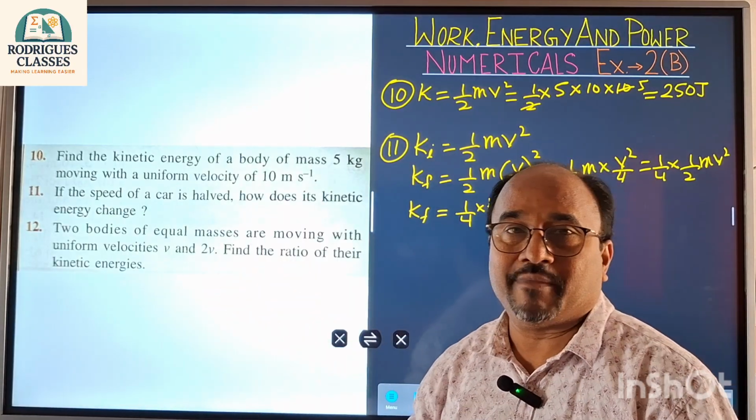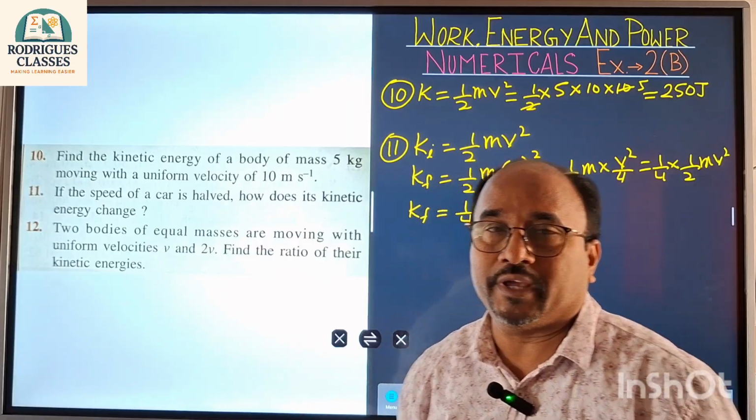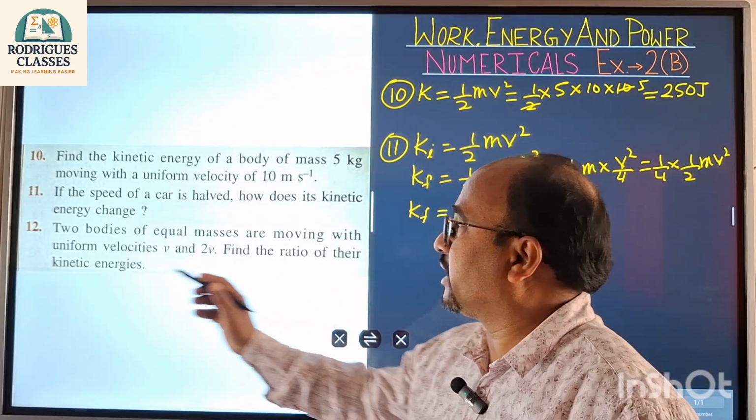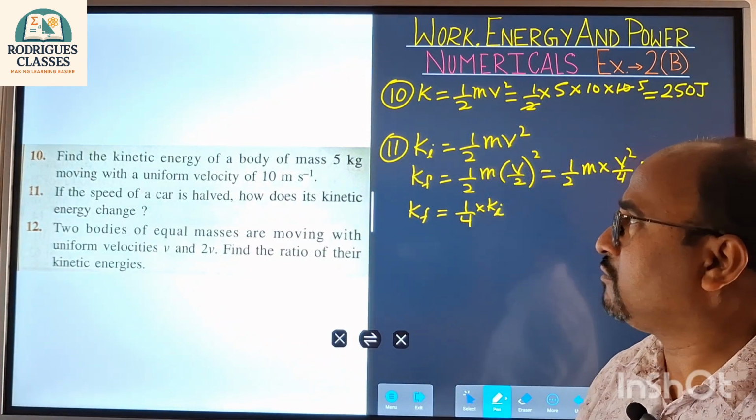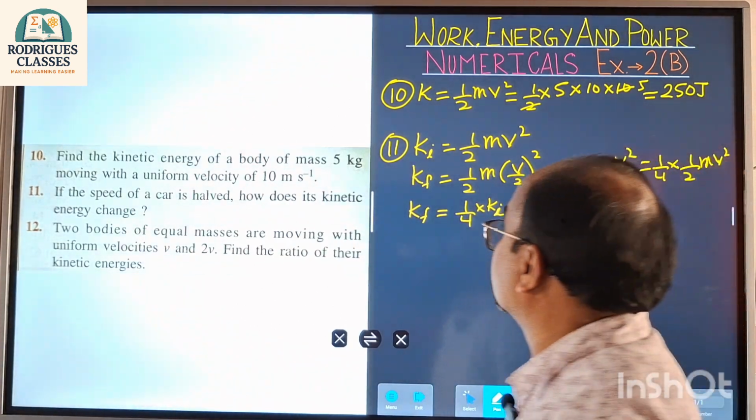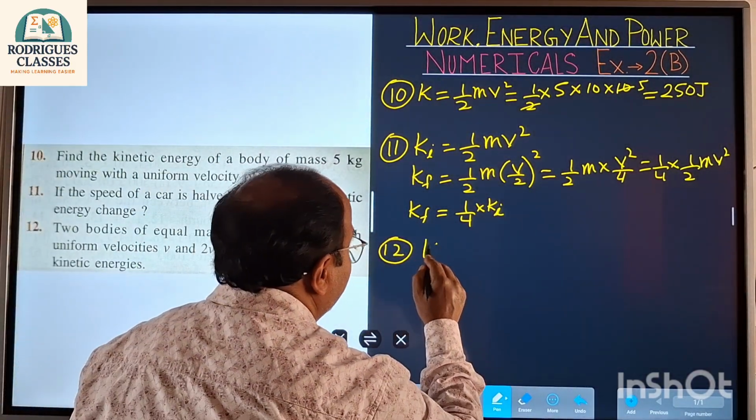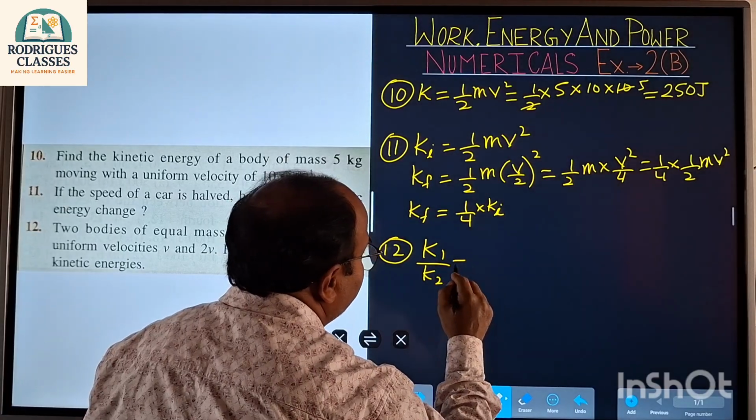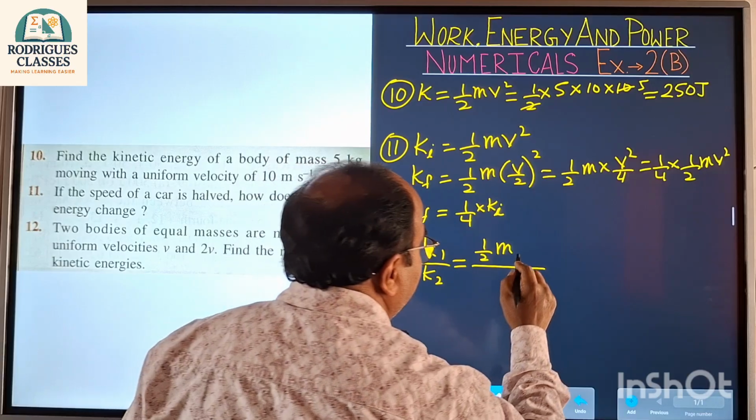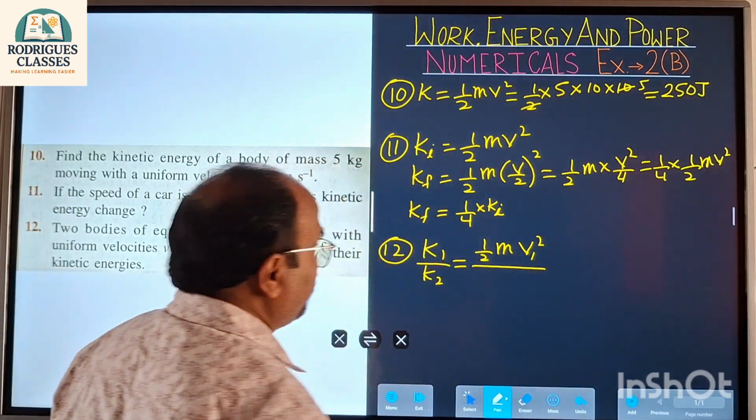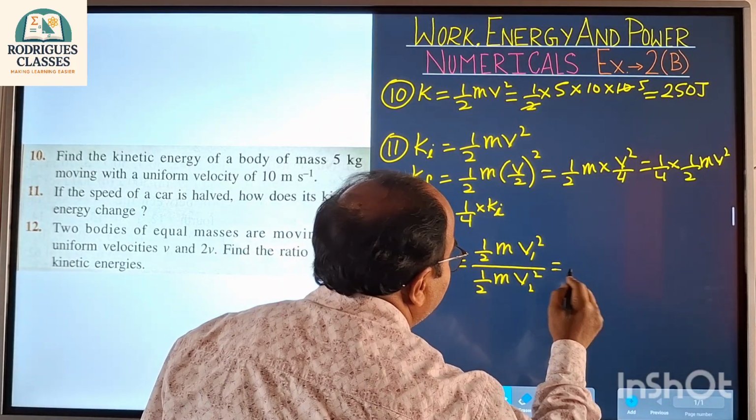Two bodies of equal masses, so masses are same, are moving with uniform velocities v and 2v. So the velocities are different. Find the ratio of their kinetic energy. So here it is to find the ratio. So a very similar sum, okay, but here it is in terms of ratio. So let us see how we do this one. So ratio of the kinetic energy, first of all, I will write it in this way. Half m is not changing, so not giving a subscript. Okay, v1 square for the first one and half m v2 square for the second one.